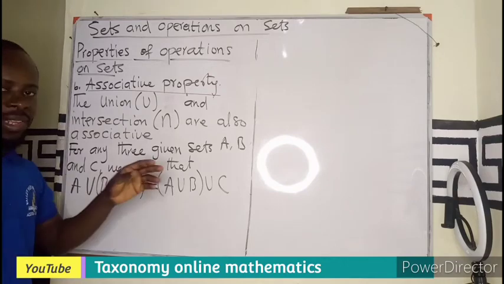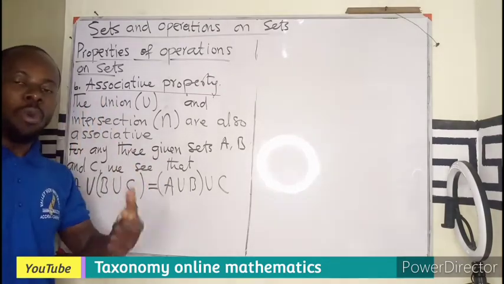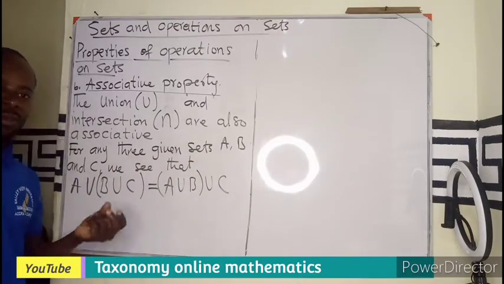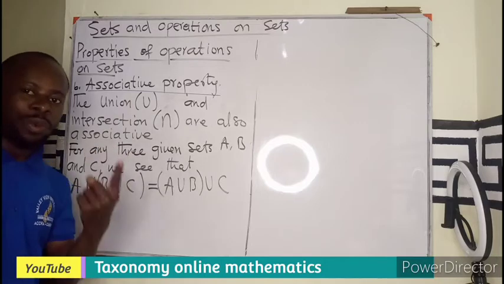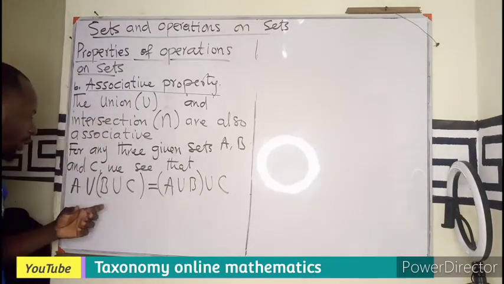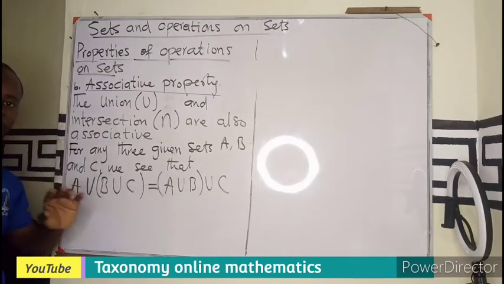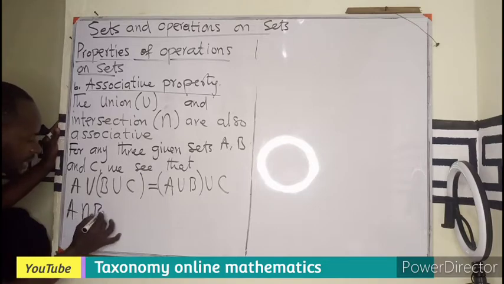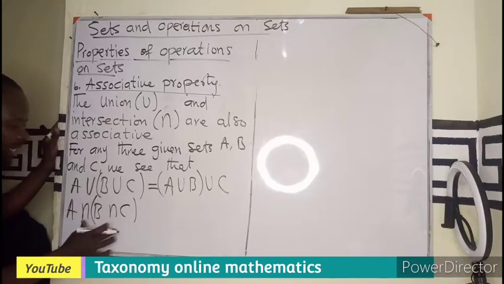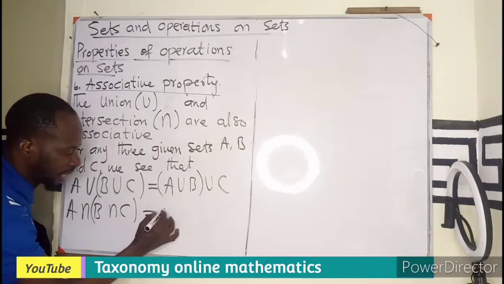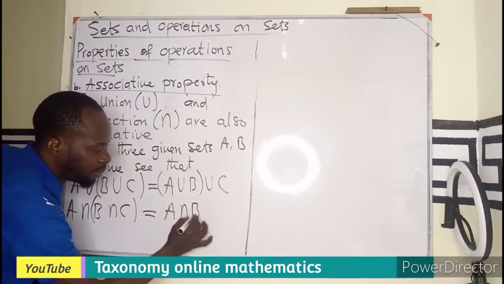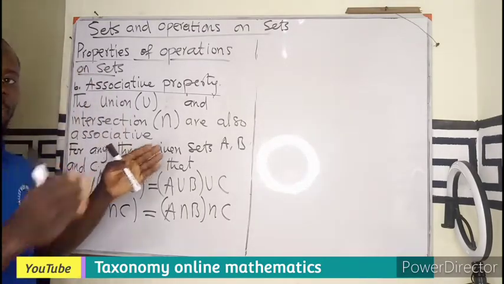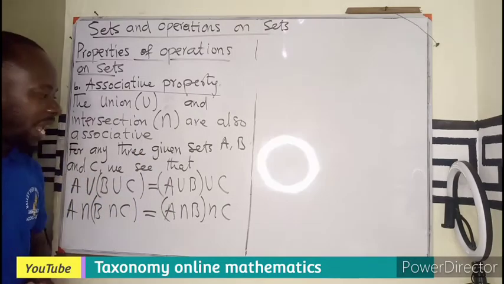Now, in the previous property, we were dealing with only two sets: for commutative, two sets, A and B. In this case, we are dealing with three given sets with one given operation, where the operation could be union, or we could also have a situation whereby A intersection B intersection C, picking the last two, the result will not change when we have A intersection B intersection C. We know under BODMAS we operate the bracket first before any other term.